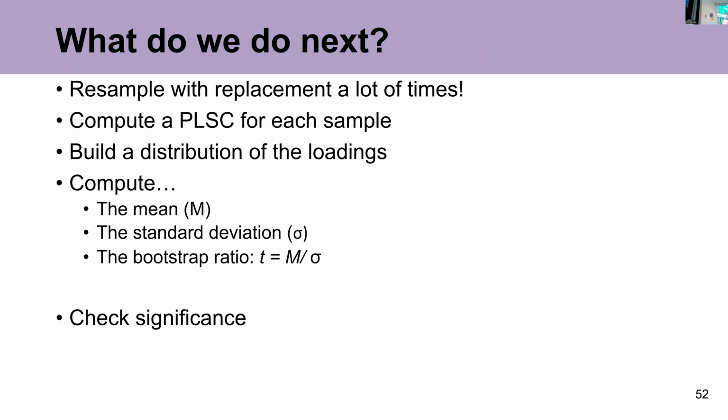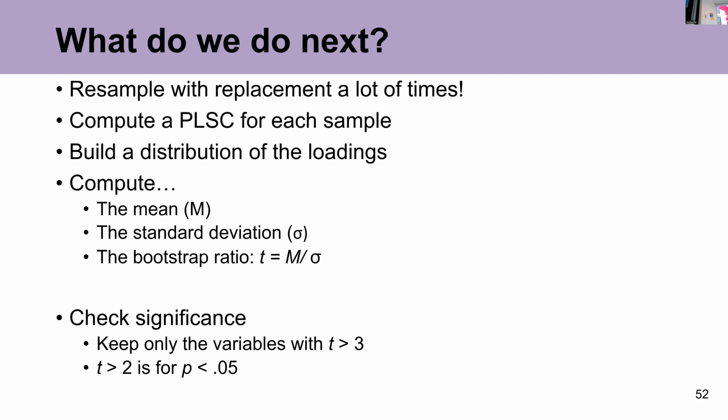And how do we check significance is by comparing the bootstrap ratio to 3. And we use 3 because in brain imaging analysis, there are more variables, so we want to correct for multiple comparisons. Originally, we compared with 2 because 2 is related to P of 0.05. And that is because this is a value similar to like a Z statistics.